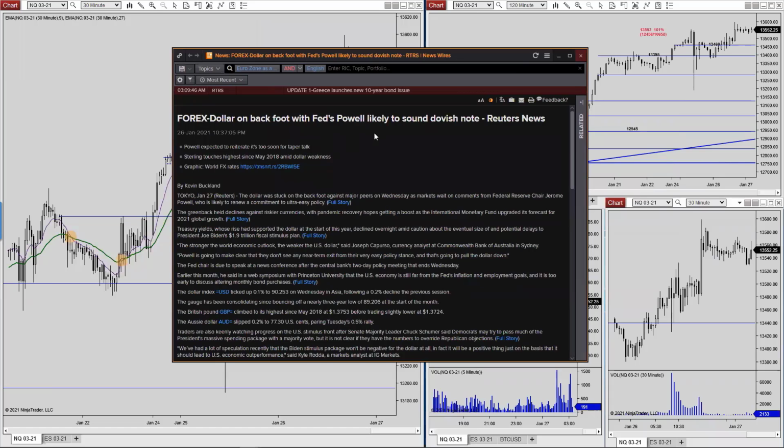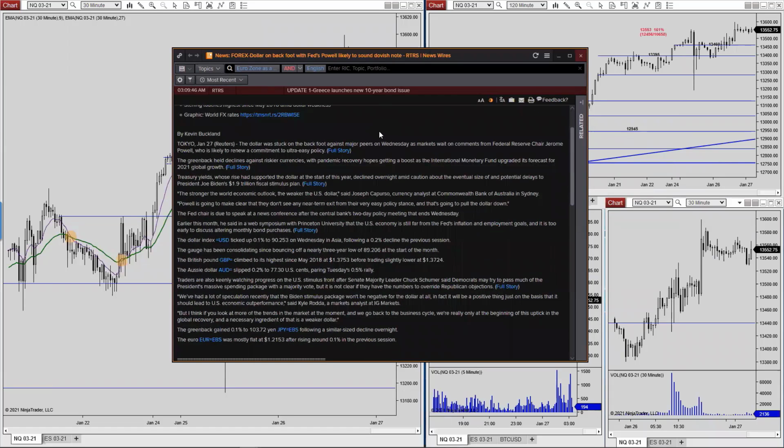Dollar back on the back foot with Fed's Powell likely to sound dovish note. Dollar was stuck on the back foot against major pairs on Wednesday as the markets wait on comments from Federal Reserve Chairman Jerome Powell, who is likely to renew a commitment to the ultra easy policy. The greenback held declines against riskier currencies, with pandemic recovery hopes getting a boost as the IMF upgraded its forecast for 2021 global growth. Treasury yields, whose rise had supported the dollar at the start of the year, declined overnight and cautioned about the eventual size of potential delays to President Biden's 1.9 trillion fiscal stimulus package.